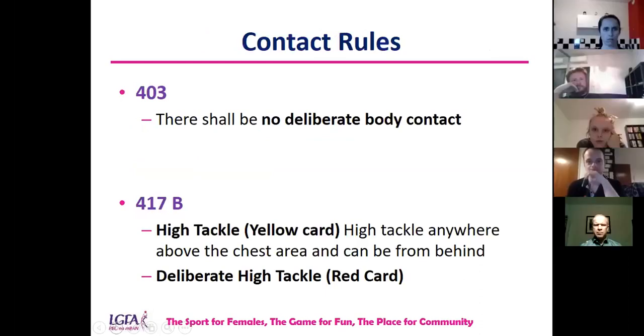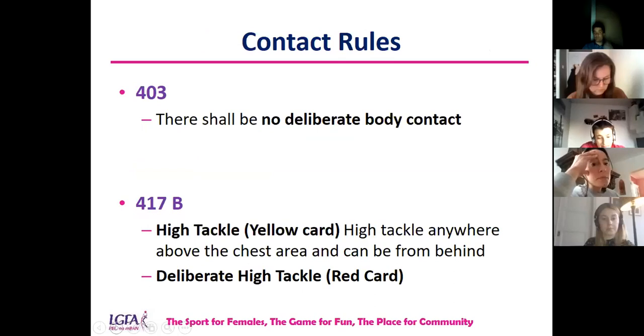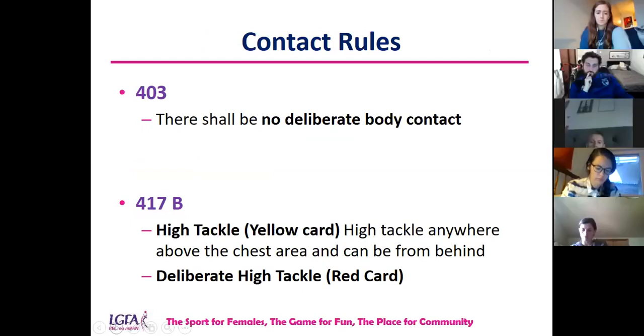So rule 403, this came up earlier. There's no deliberate body contact. I'll show you that in a minute. And rule 417B, a high tackle is a yellow card. A deliberate high tackle is a red card. So what do they look like?